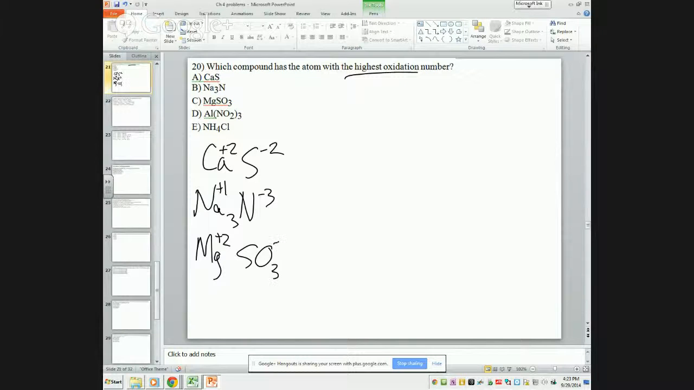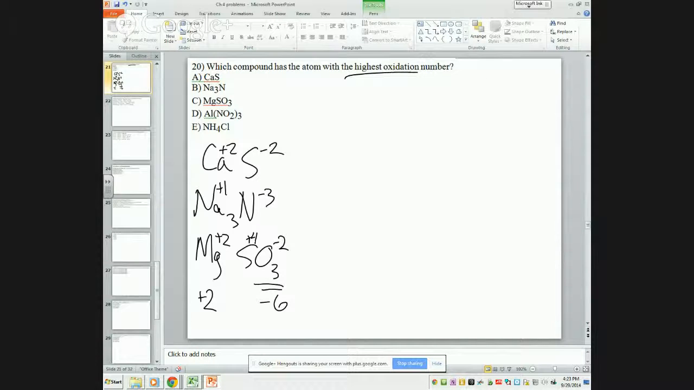SO3, I know each sulfur, we've got to figure out by looking at the oxygens first. I know each oxygen is minus 2. There's 6 of them, so that gives me minus 6. Got a plus 2 from the magnesium, which means sulfur has to be positive 4.